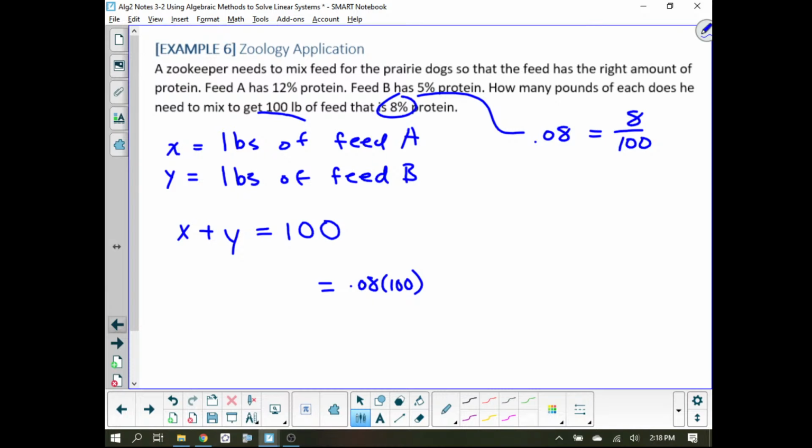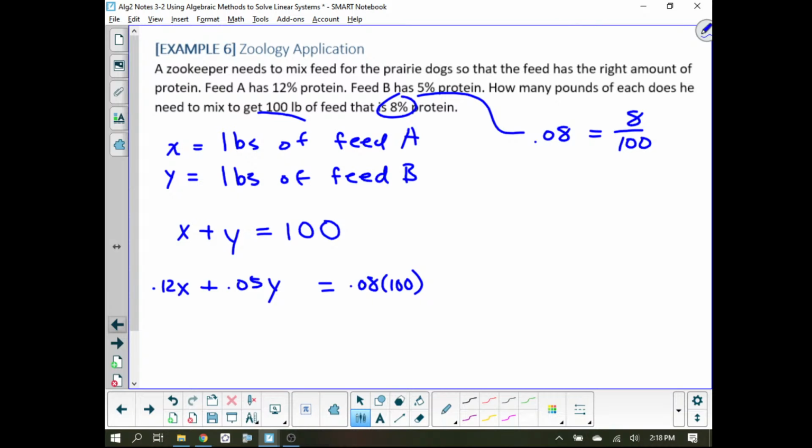The protein comes from each of the feeds mixed together. So I want to know how much protein was in feed A. Well, it's 12%. How do I write that as an expression? 0.12 times X. Right? That's how much protein came from feed A. And then how much protein came from feed B? 0.05 times Y.